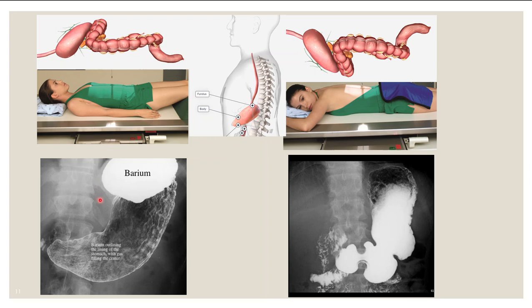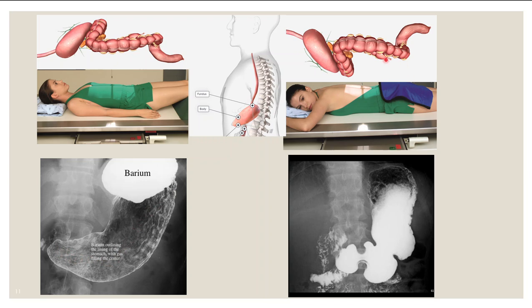So looking at the image just below her, you can see the barium is collected in the fundus of the stomach here, and then the body and the pyloric portion are filled with gas.